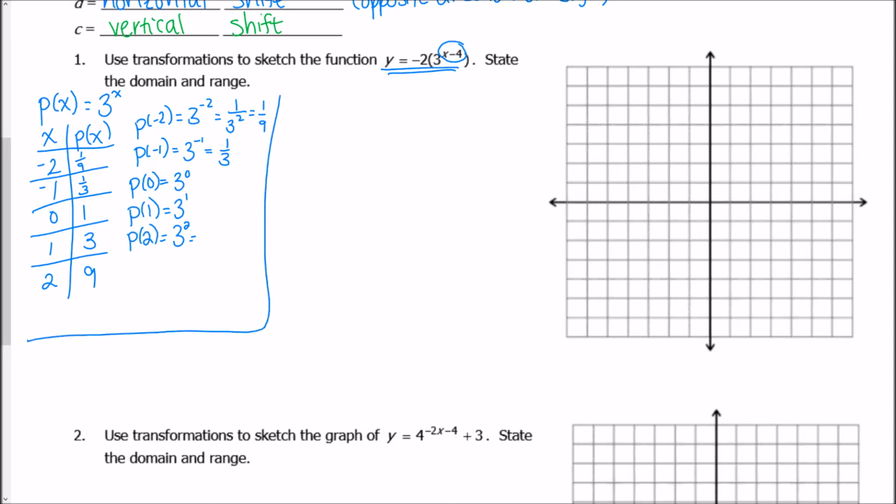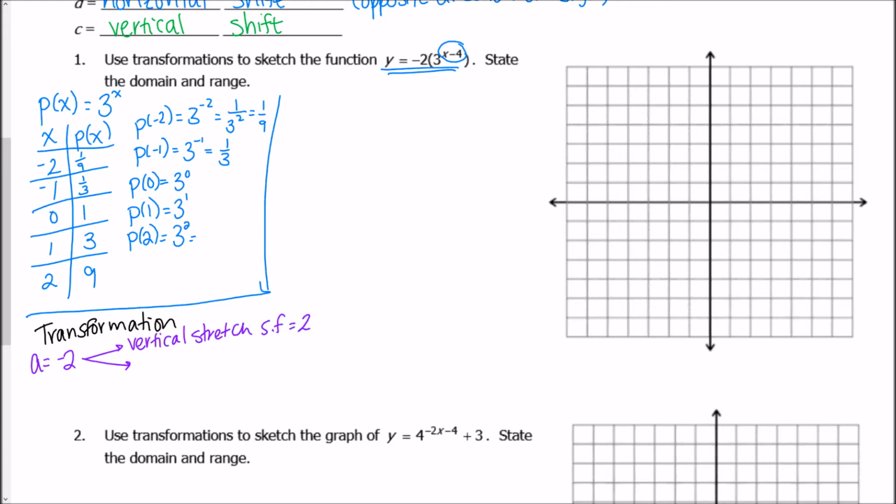Now the next thing that I want to do is figure out what my actual transformations are. So I'm going to make a list of my transformations. The first thing that I'm going to notice is that my base of 3 is being multiplied by -2. So -2 right here is my a value, and what this is telling me is two pieces of information. It's telling me that I have a vertical stretch with a scale factor of 2, and it's also telling me that it is a reflection over the x-axis.